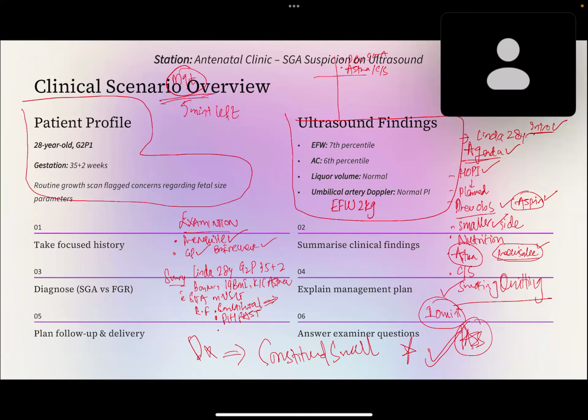You induced your patient, and after she was 4 centimeters, a gush of blood came out of the vagina, and the fetal heart rate is dropping. What has happened? What is your diagnosis? How will you manage?